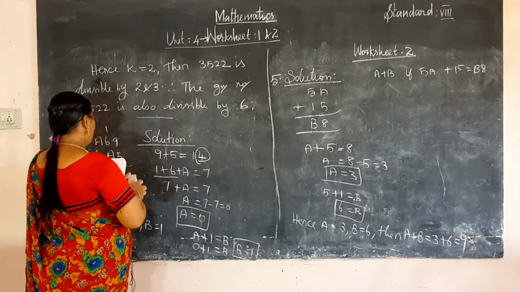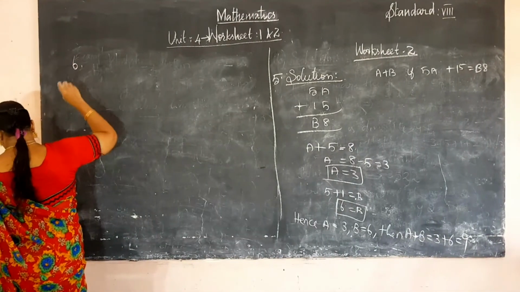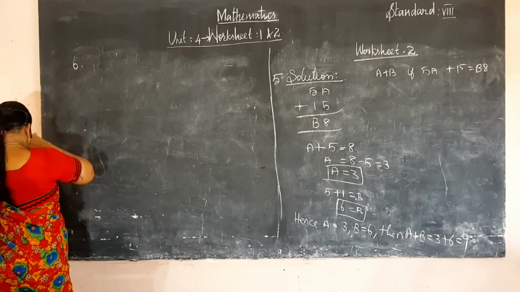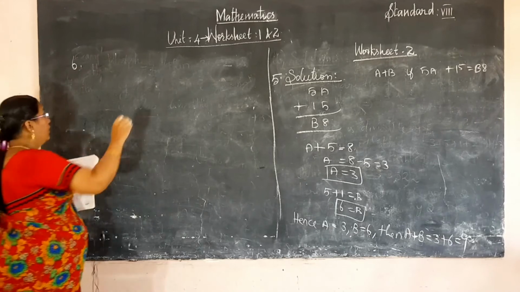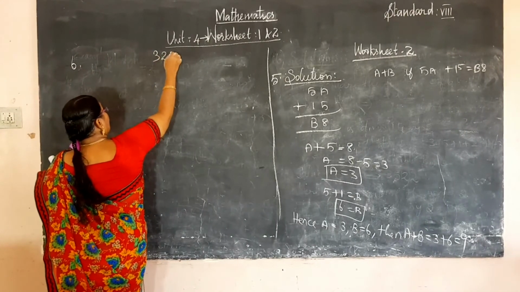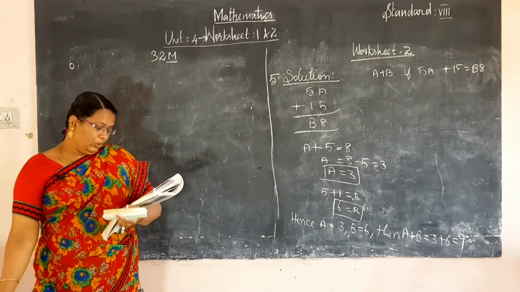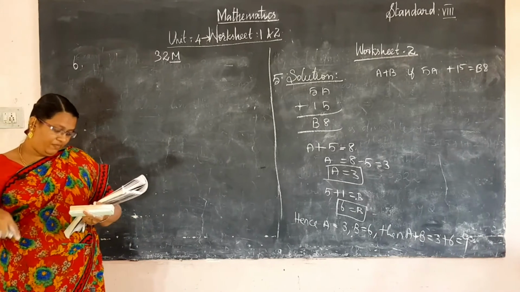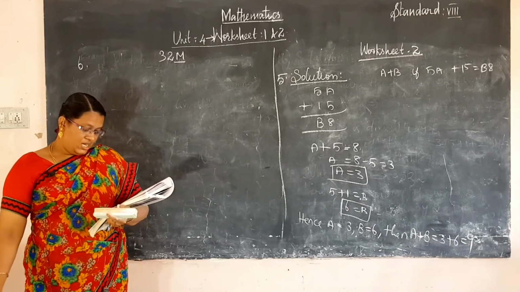Okay, right. And move to the sixth problem. A number 3 to m leaves the remainder 1 when divided by 2. Find the m.